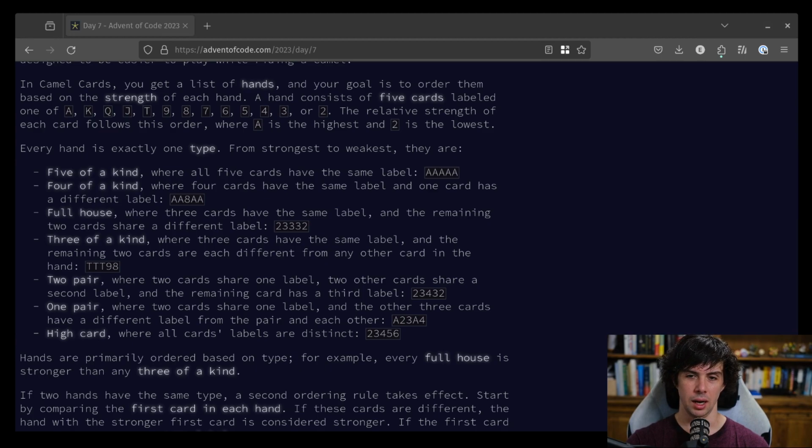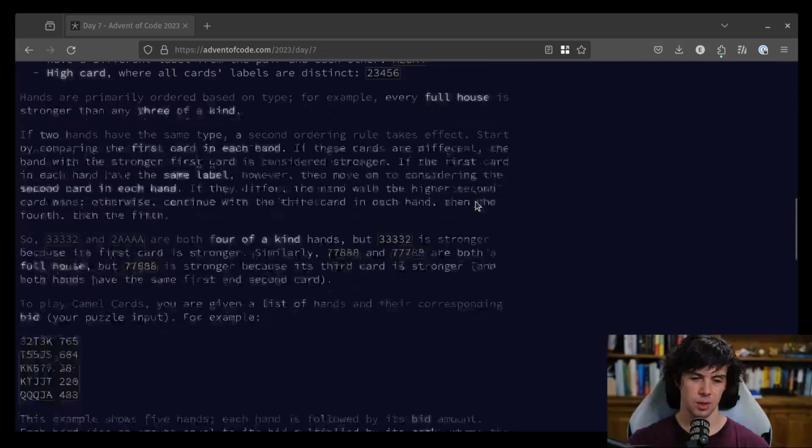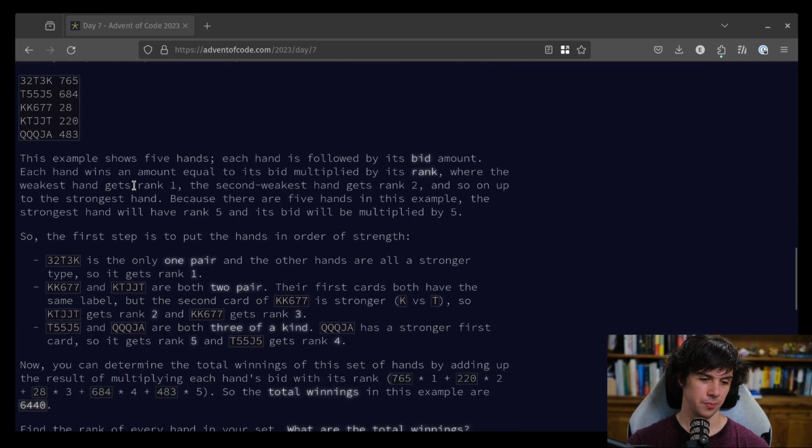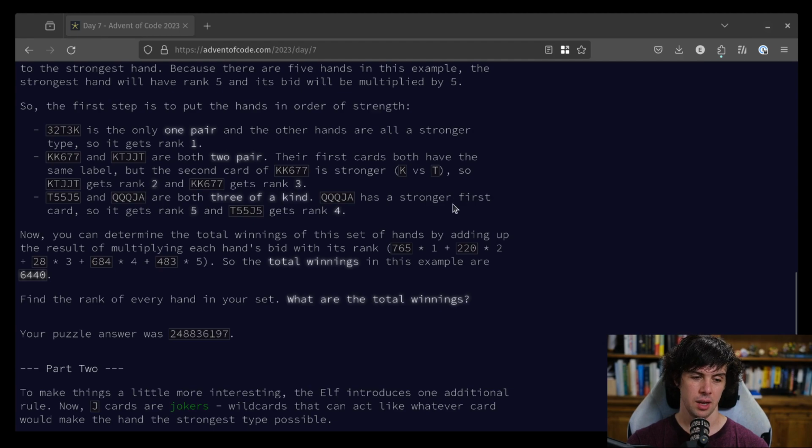So we got to get through all of those, and our input file is a series of hands and a series of bids. Now our job is to sort this list from worst hand at the top with rank 1 to best hand down the bottom with rank, depends on the length of the file. And our score is the rank multiplied by the bid. We sum all of those values together, and that gives us the total winnings. Now, our puzzle answer for part 1 is 248836197, but let's have a look at how we get there, shall we?